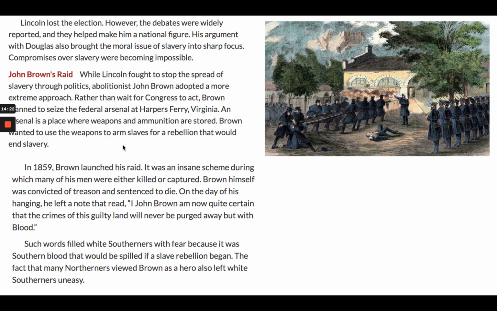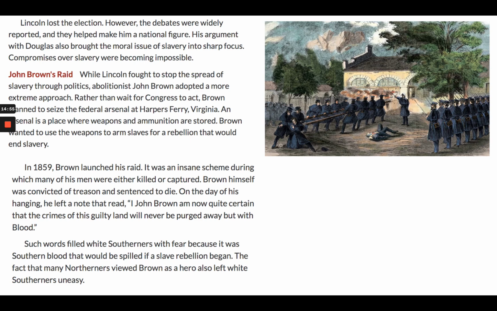So John Brown really hates slavery, and he sees that the only way to end slavery is through violence, through killing. So in 1859, Brown launched his raid. It was an insane scheme during which many of his men were either killed or captured. All 4 of his sons were killed, I think, or 3 of them. So they all get caught. Brown himself was convicted of treason and sentenced to die.